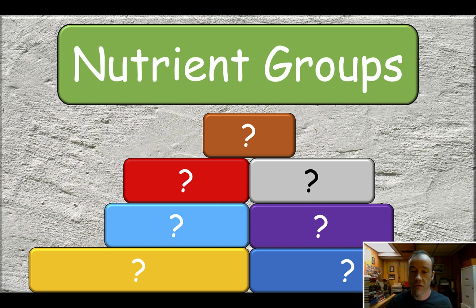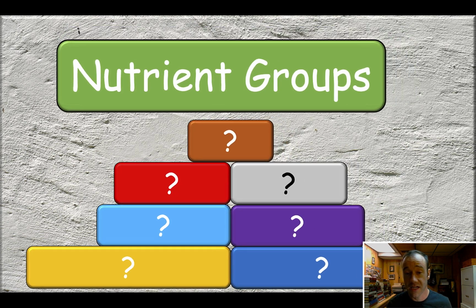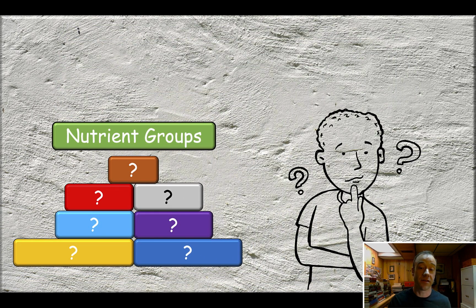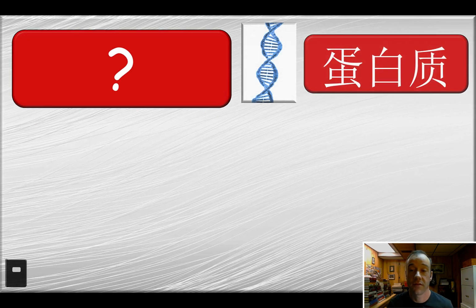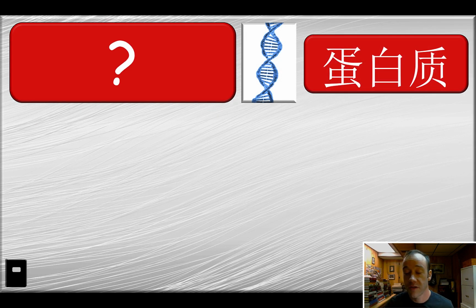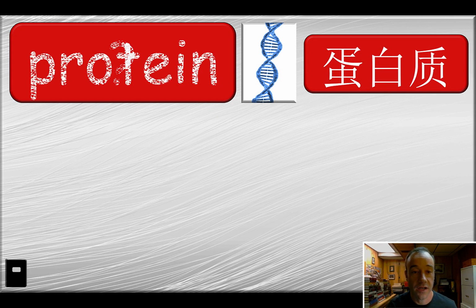All right, so nutrient groups. This is what the lesson's about. This part 1 lesson is about nutrient groups. So I'll tell them there are 7 different nutrient groups which we get nutrition from, and then we'll go through them and learn each one. Okay, so here, show them in their first language. They raise their hand and tell you what it is.